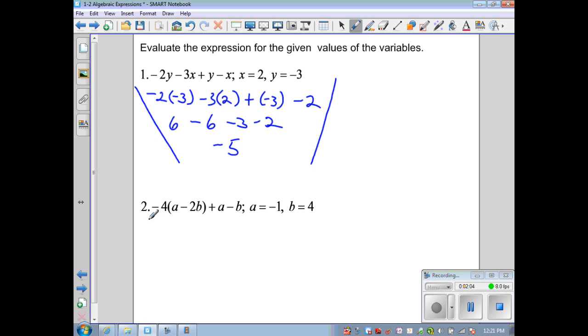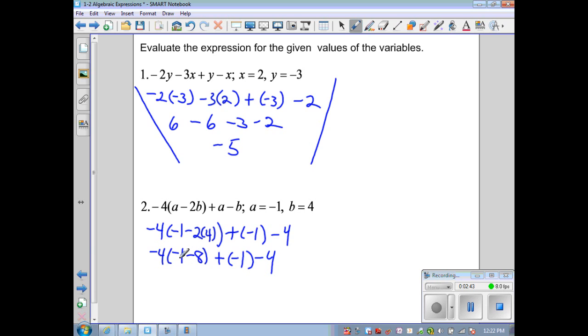Number 2, copy the problem: negative 4 times the quantity negative 2b plus a, minus b. A is negative 1, b is 4. Substituting, negative 4 times the quantity negative 2 times b, which is 4, plus a, which is negative 1, minus b, which is 4. Again, we could have put minus 1 here. Simplify inside our parentheses: negative 4 times the quantity negative 1 minus 8, plus negative 1, minus 4.